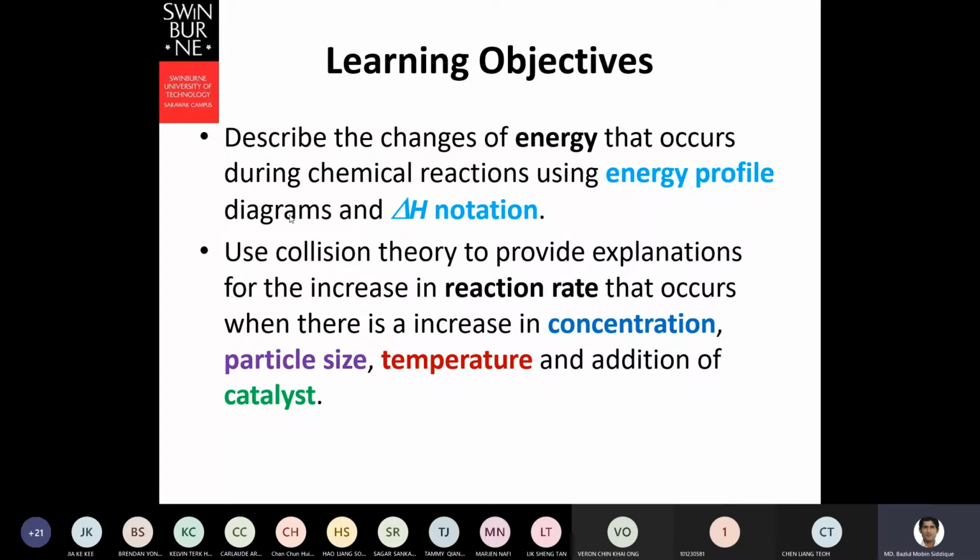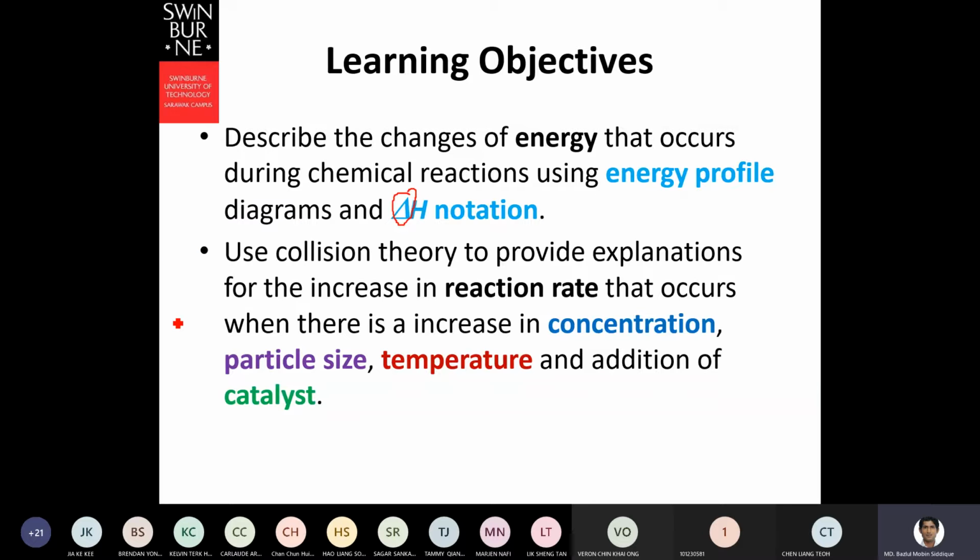H is actually enthalpy. Enthalpy, in a very simple way to put it, is the heat of a reaction. Enthalpy is the heat of reaction. And when there is a del sign in front of H, that means the difference. This is the difference of heat from reactant to product, how much the heat differs from reactant to product. That is why the delta sign is used.